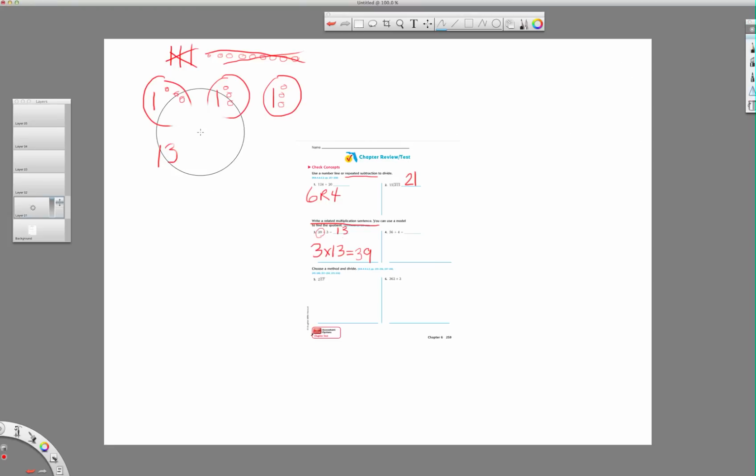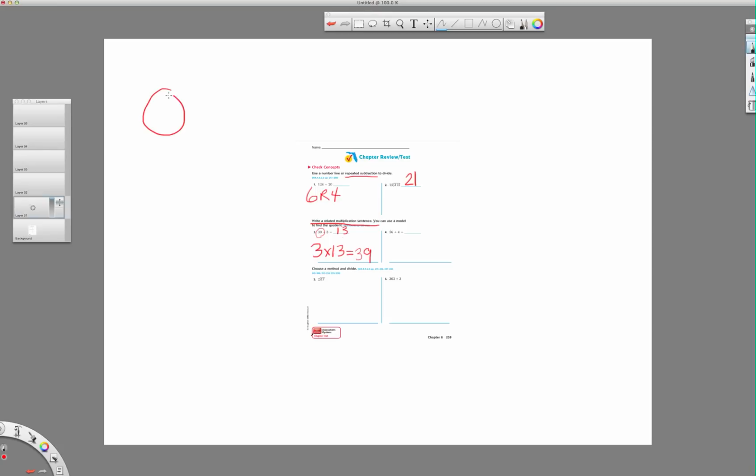Okay, let's do the same thing with number 4 because it has the same directions. So we have 56 divided by 4. We'll use the same method of base 10 blocks. I'm going to draw 4 because we're dividing by 4 groups here. And we have to do 56. So I'm going to draw, there's a 5 in the tens place, so I need 5 10 sticks. And there's a 6 in the ones place, so I need 6 ones.